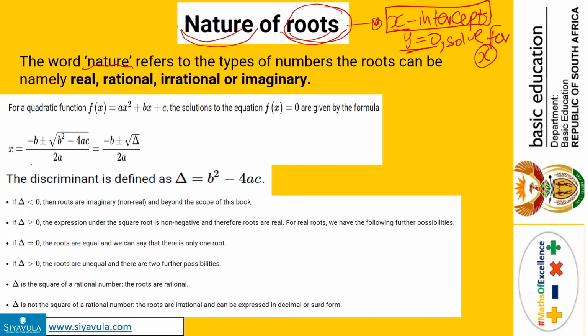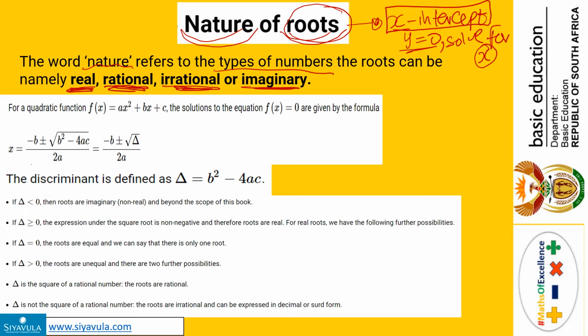Now our roots can have three natures, right? That is what we say. They can possess three types of numbers. The first one, they can be real. The second one can be rational. The third one can be irrational or imaginary. So those are the three types of numbers that our root can be, right?